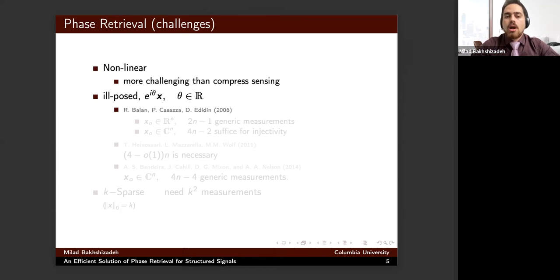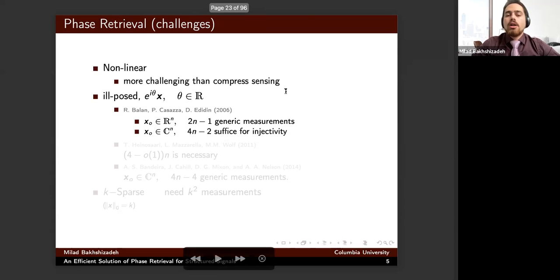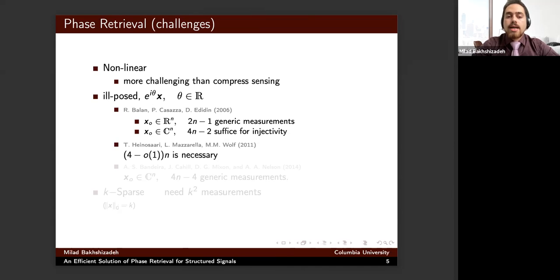So in 2006, Balan and his collaborators showed that for a real signal in n dimensions, 2n-1 generic measurements are required for having injectivity of this mapping of signal X to its measurements. They also discussed that in the complex case, 4n-2 measurements can be sufficient for injectivity. And later, Heinosaari and his collaborators showed that asymptotically 4n measurements are necessary for having injectivity. Later, Bandeira and his collaborators conjectured that 4n-4 is the right number, which is both necessary and sufficient for injectivity. They proved this conjecture for small values of n, but left it as a conjecture for general cases.